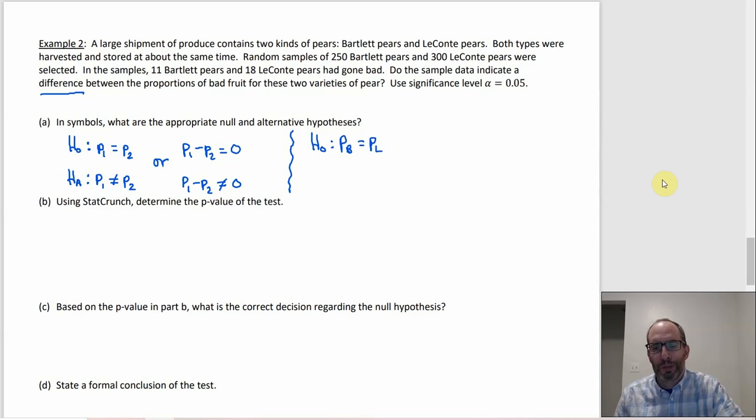So where the null is PB equals PL for Bartlett and Lacani, and then the alternative is PB is not equal to PL. Because the way that I look at it, if I was going to do it by hand, if I use the B and the L, then I can't forget which is which. I don't have to think, okay, which one was 1, which one was 2. If it's B and L, I know which ones they are. But that's usually not a problem anyway, right?